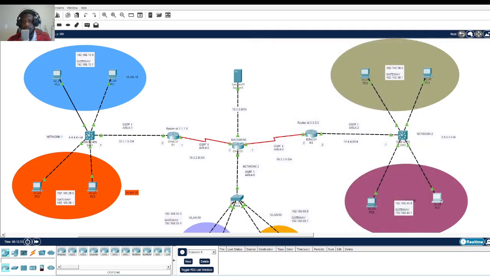Yeah, just a quick video on OSPF multi-area, 12 minutes.